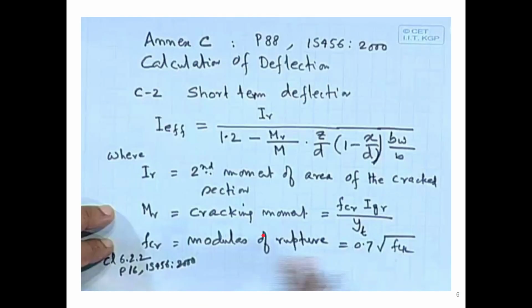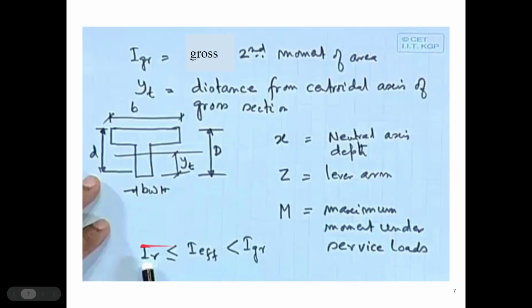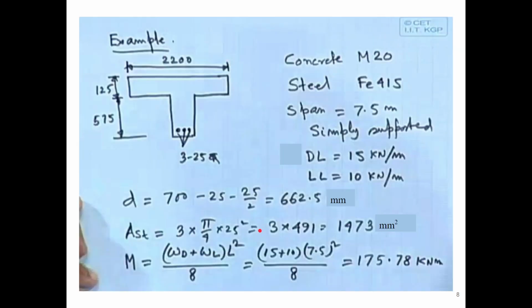That is, the second moment of area of the cracked section should be less than or equal to the effective moment of inertia, and that should always be less than the gross moment of inertia. So to understand it completely, let us take an example.